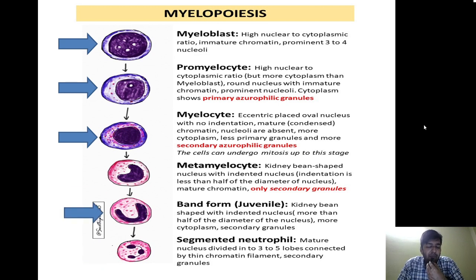Now after this is the stage of metamyelocyte, wherein you see that the nucleus has developed an indentation, but this indentation is less than half of the diameter of the nucleus, whereas in the band form, again the indentation is there, but that is more than half the diameter of the nucleus. And lastly, we have the mature segmented neutrophils, where the nucleus has been subdivided into 3 to 5 lobes connected by thin strands.